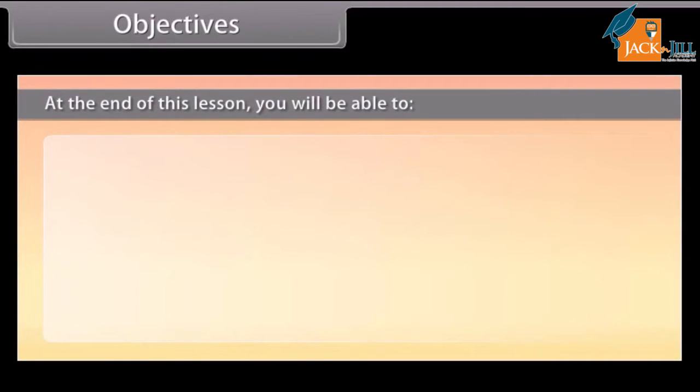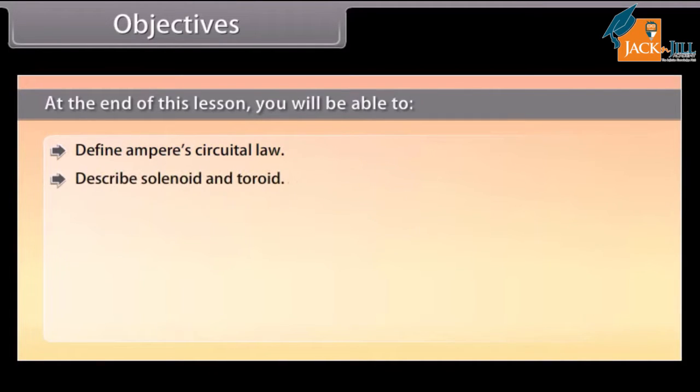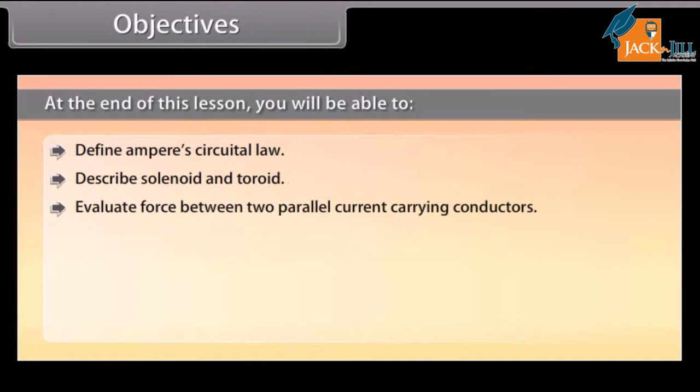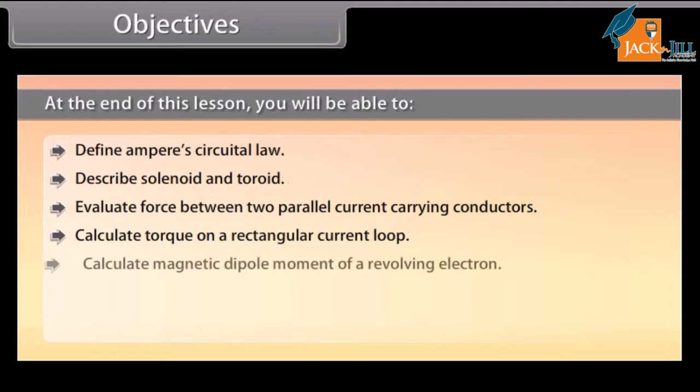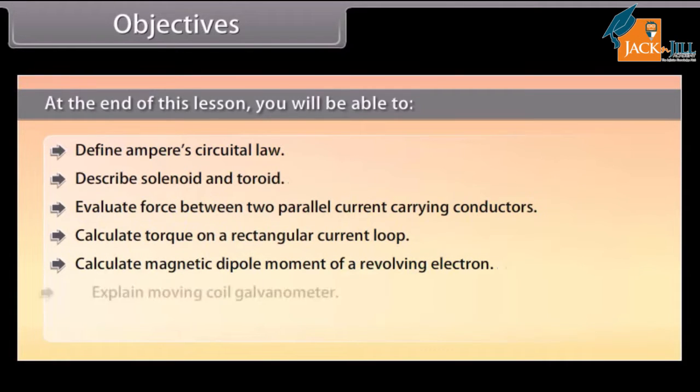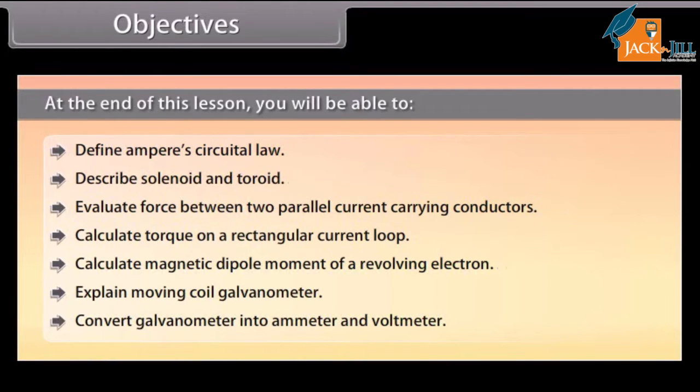Objectives. At the end of this lesson, we'll be able to define Ampere's circuital law, describe solenoid and toroid, evaluate force between two parallel current-carrying conductors, calculate torque on a rectangular current loop, calculate magnetic dipole moment of a revolving electron, explain moving coil galvanometer, convert galvanometer into ammeter and voltmeter.